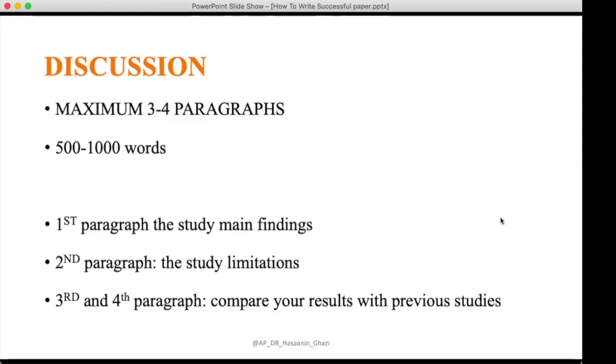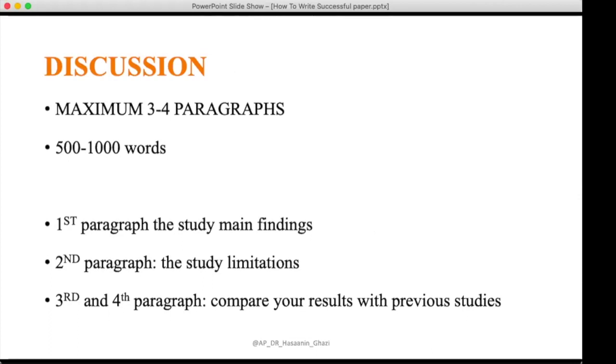Okay, the discussion. As the authors say, the discussion is the most difficult part of any paper to write. Authors don't like to write the discussion. Usually it is 3 to 4 paragraphs, from 500 to 1000 words. The first paragraph is usually the main findings. You start with "the main finding of the current study was," and you put what your main findings are.